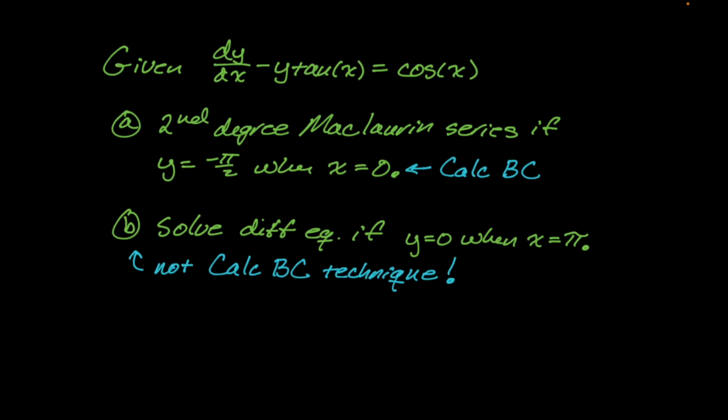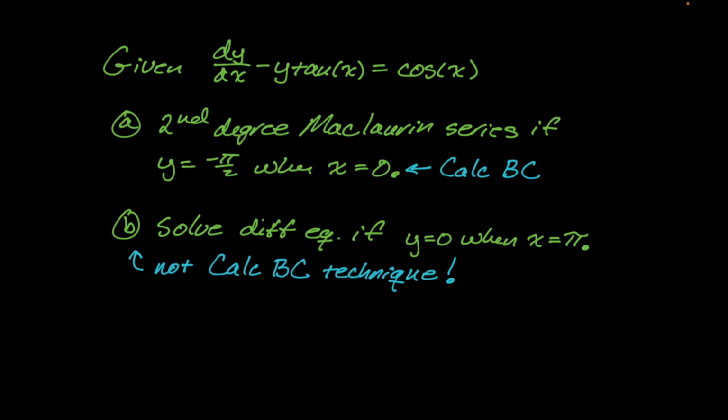Okay, in this video we are going to be solving this problem. It's got two parts. We are given dy/dx minus y tan of x equals cosine of x. We want to find the second degree Maclaurin series or polynomial if y equals negative pi over 2 when x equals 0. This is very much a Calc BC topic. You better know how to do this.